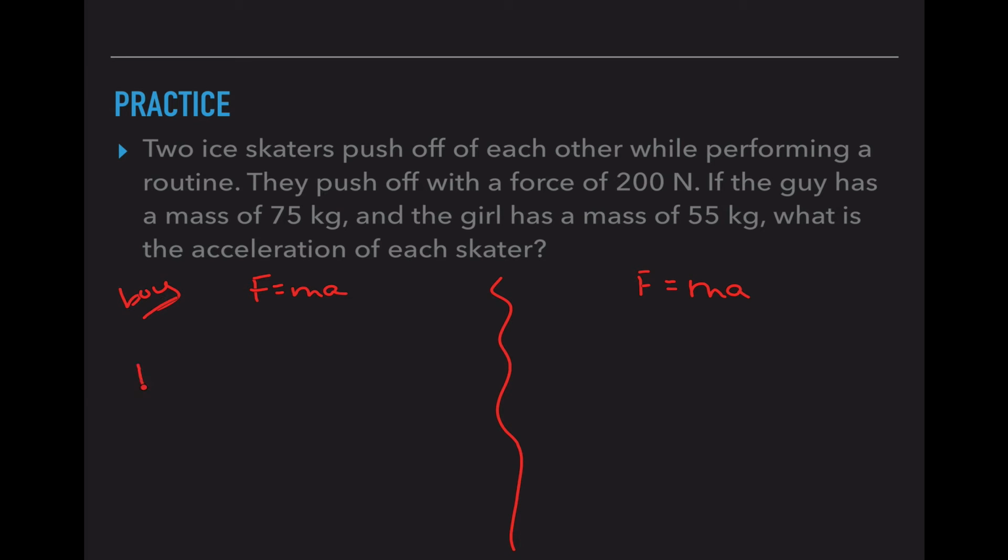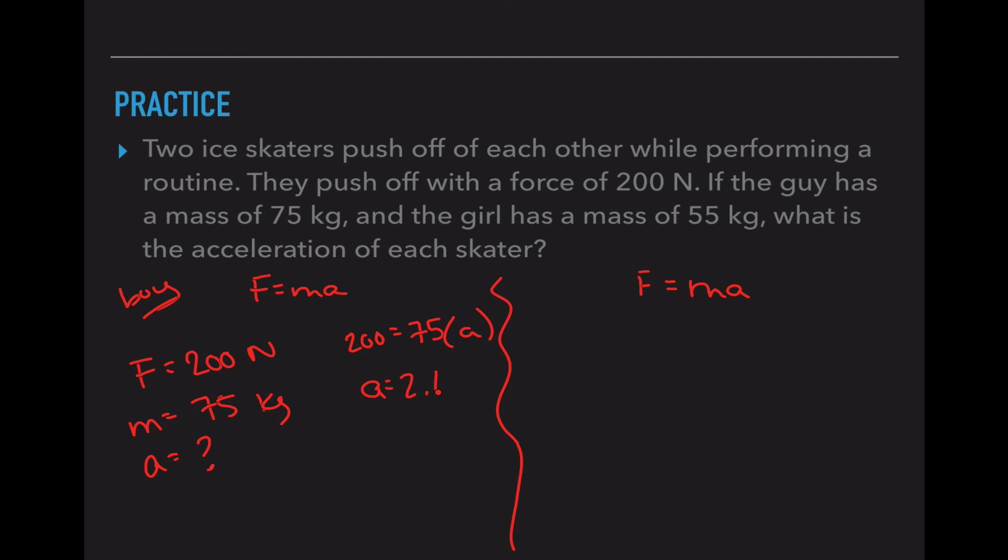So on the boy side, we're going to list our knowns and unknowns. The force is 200 newtons, the mass is 75 kgs, and the acceleration is our question mark. So 200 equals 75 times a. We have to divide to separate that 75 and that a.